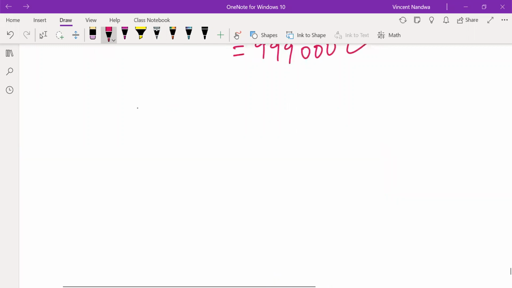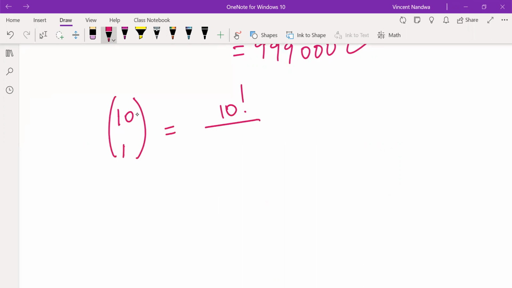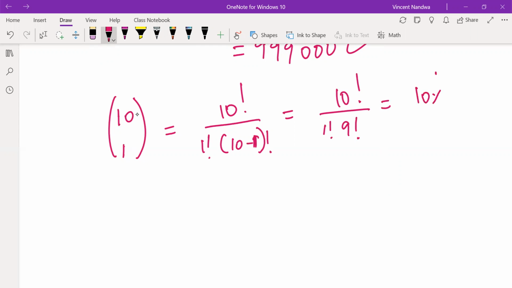Then another example, if you are given 10 combination 1, it means 10 factorial over 1 factorial times 10 minus 1 factorial. So it should be 10 factorial over 1 factorial times 9 factorial, which gives us 10 times 9 factorial over 1 times 9 factorial. So 1, this will be 1. So the answer becomes 10.